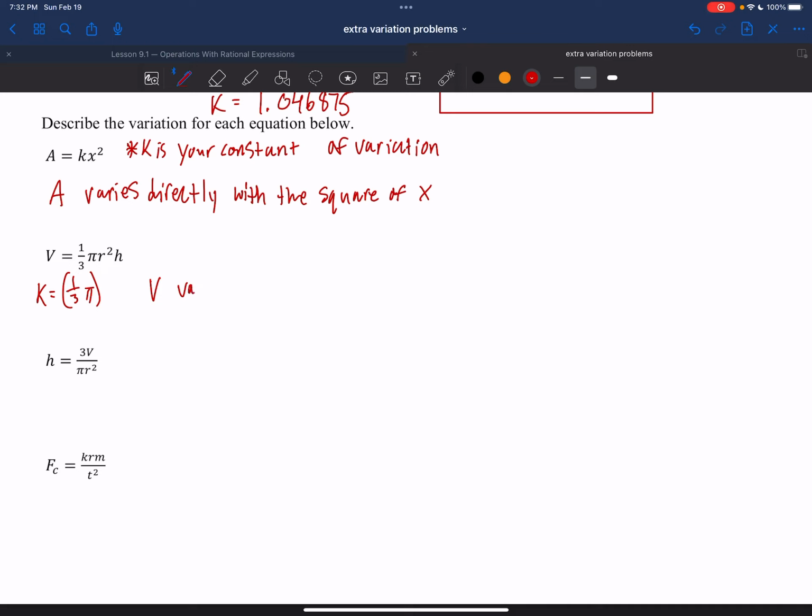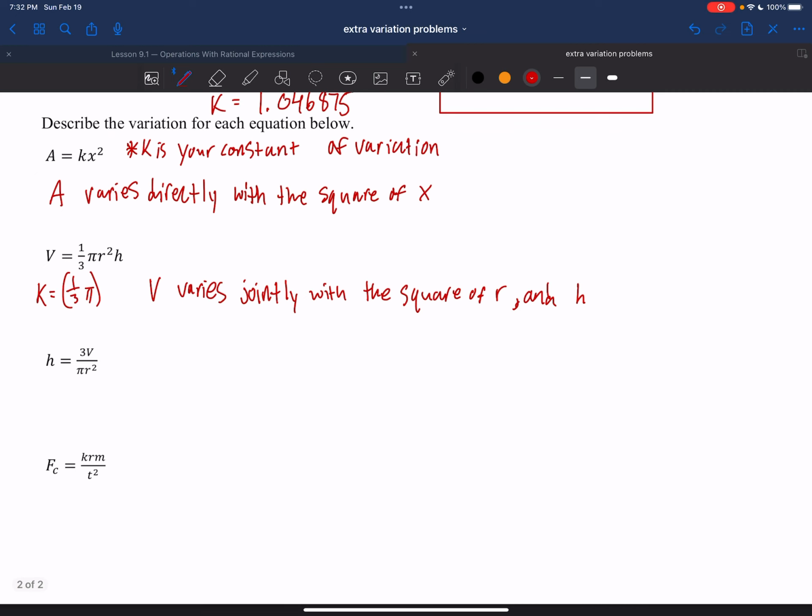V varies jointly with the square of r and h. Okay? Yep. V varies jointly with the square of r and h.